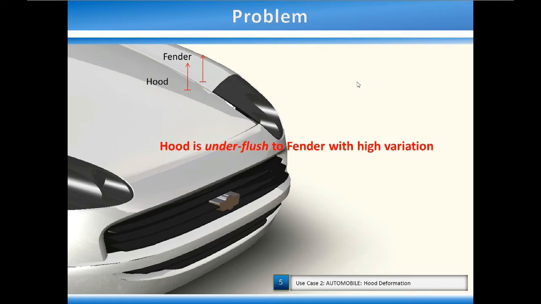Okay, so this is the problem we're going to look at. Right now, this car, you can see in the picture, the fender up here is higher than the hood over here. So in this case, the hood is under flush, and we're seeing high variation. So DCS is going to come in and try to make suggestions on how to change this.